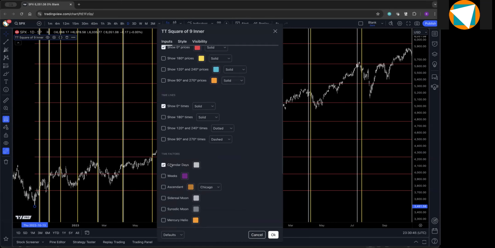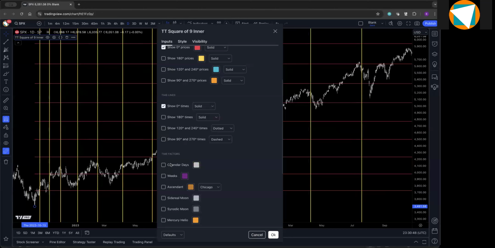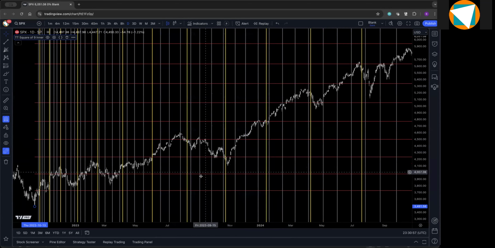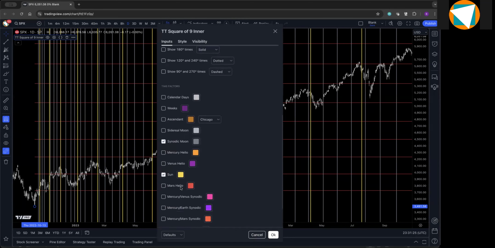But let's try maybe synodic moon. I like that one because it incorporates the movement of both the sun and the moon, and we do get a lot more lines. It's probably better assessed on an intraday chart than a daily chart, but we do get some very nice square outs up here where time and price come together. Like in August 2023, that's an excellent square out here. And there's some others as well. So let's keep experimenting a little bit and see if we can find something that works better.